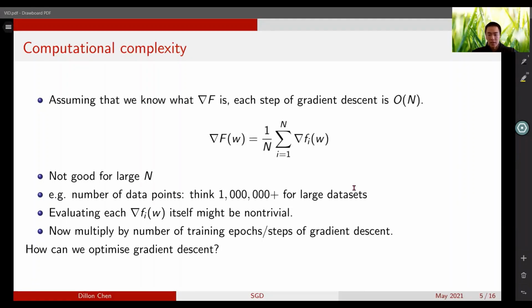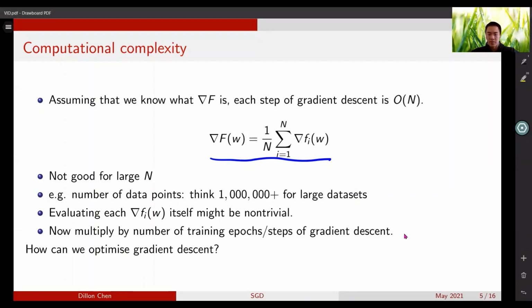Now let us look at the complexity of gradient descent. Each step of gradient descent is O(n) time, which is clear when we just look at the equation here. This is not good for large n, which is usually associated with the number of data points in a machine learning model. Even evaluating each F_i might be non-trivial. For example, if we have high-dimensional data and F_i's, this is done several times, which can become very slow.